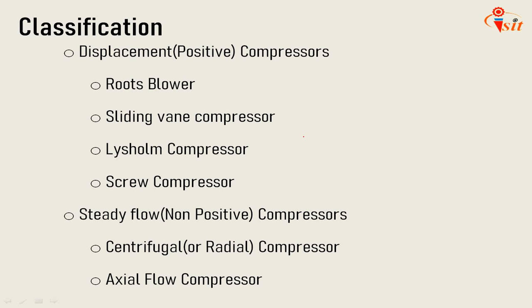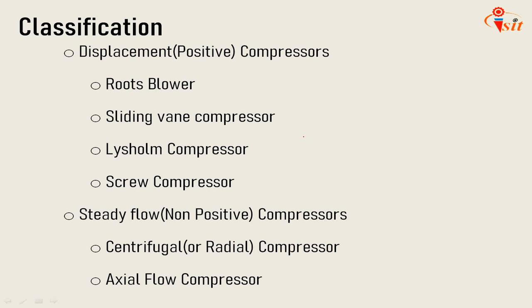There are two main categories of the rotary compressor, that is positive type compressors and non-positive type compressors. Displacement is nothing but positive compressors. In that: Roots blower, sliding vane compressors, Lysholm compressor, screw compressor. So these four compressors come under displacement or positive type compressors.